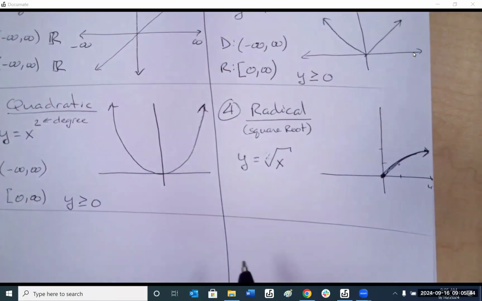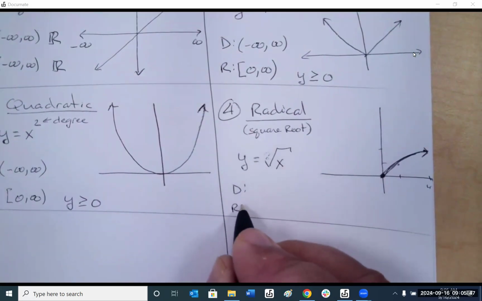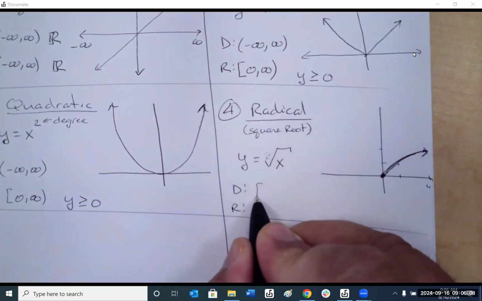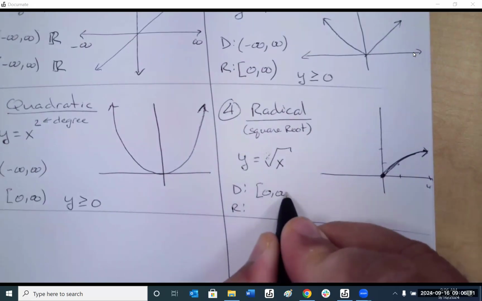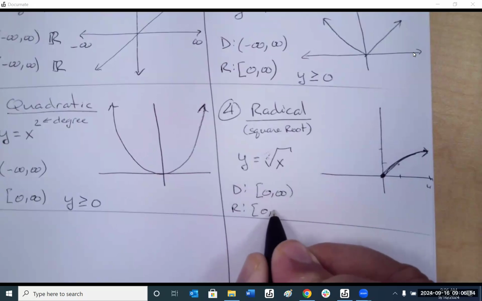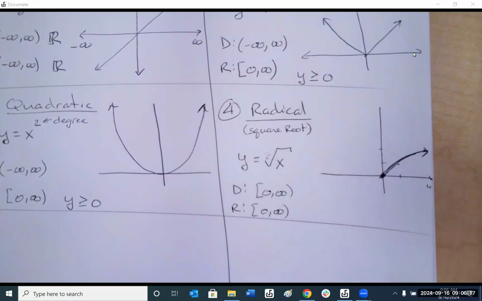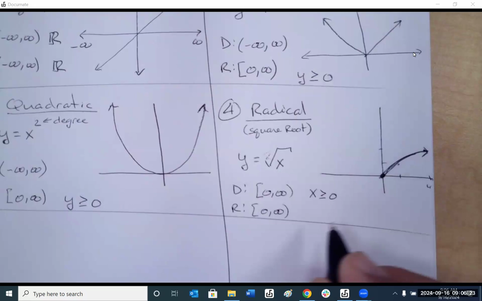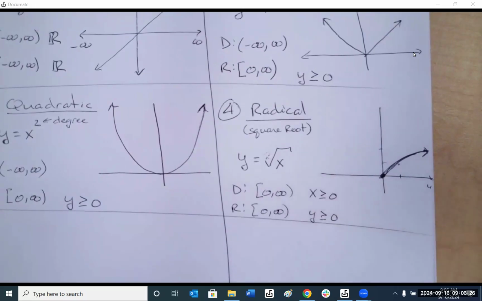It's an arc. So what's my domain? Where do my x's go? From where to where? From 0 to infinity. So I can use 0. 0 exists. So 0 to infinity. Same with the range, because there's a solid dot there. Or for my domain, I can say x is greater than or equal to 0. y is greater than or equal to 0.